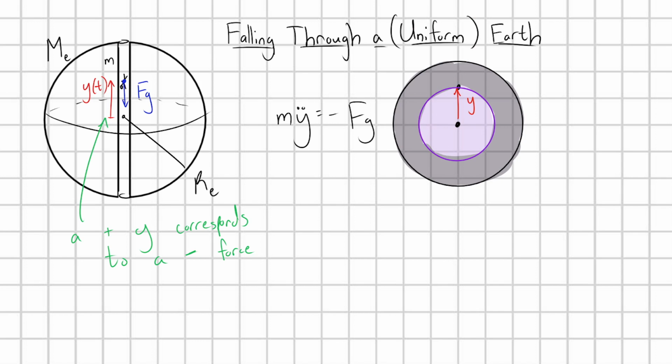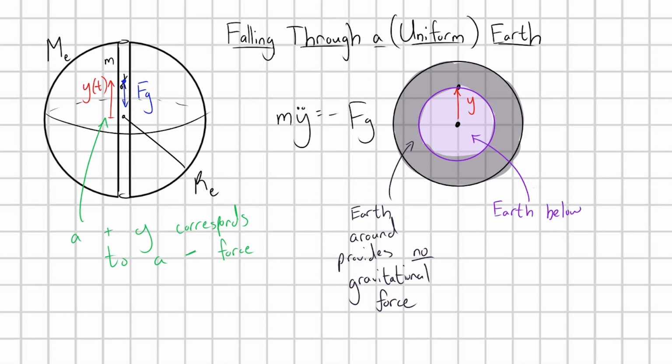And so, question 1, what are the shells of Earth around us going to do? The answer is nothing, right? If you're inside a spherically symmetric shell, that's going to provide no gravitational force on you. That's what Shell Theorem says. So all of the Earth around us is going to do nothing.